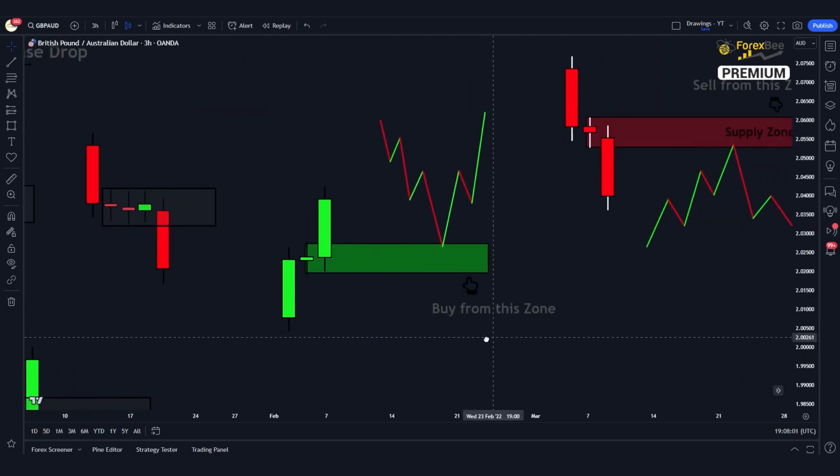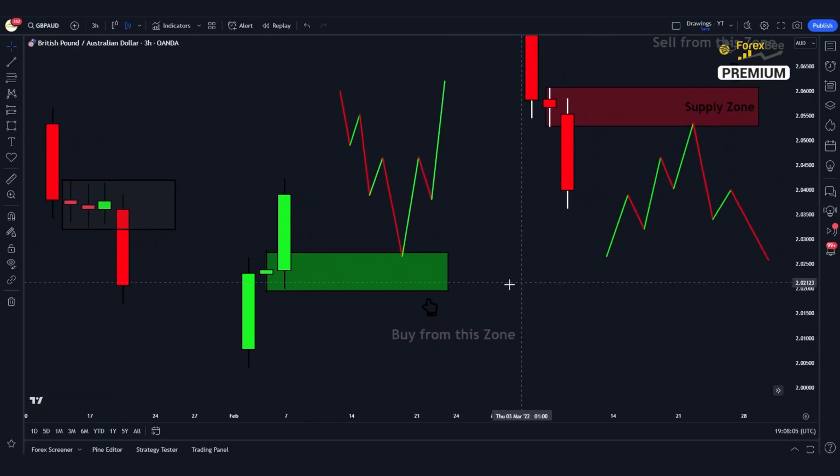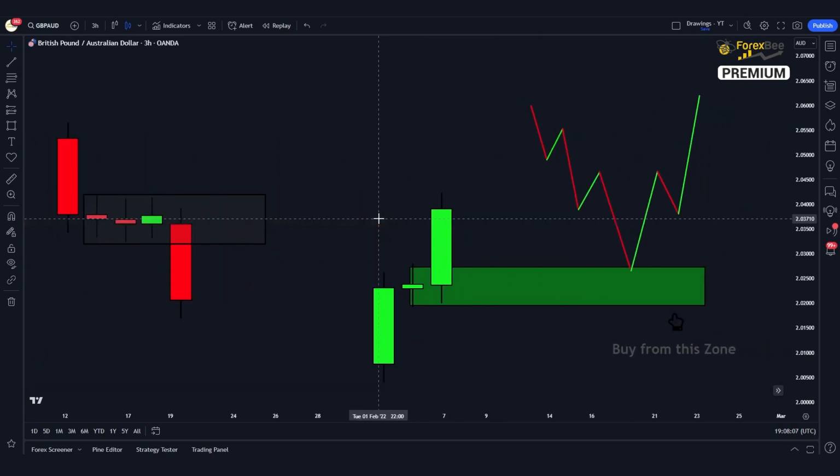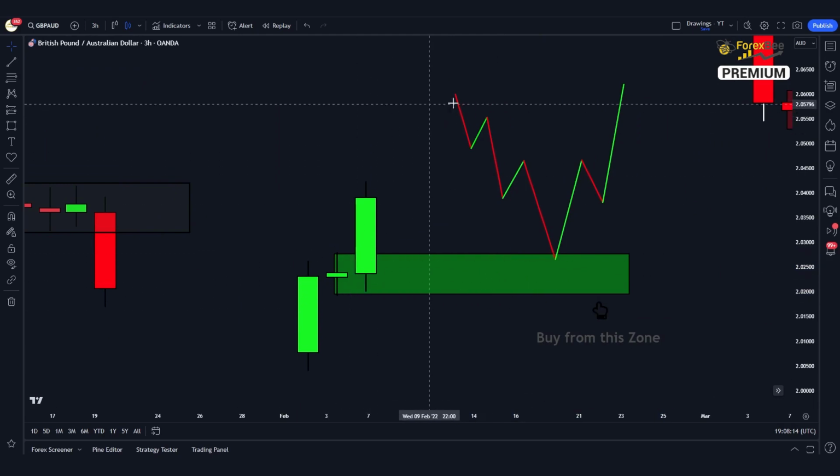Now let's discuss why supply and demand zones behave the way they do. Here, first let's focus on a demand zone and discuss how this demand zone gets created and why we anticipate that the market is going to come back to pick up the orders from here and then move in the bullish direction.